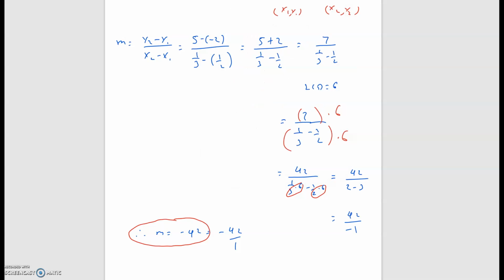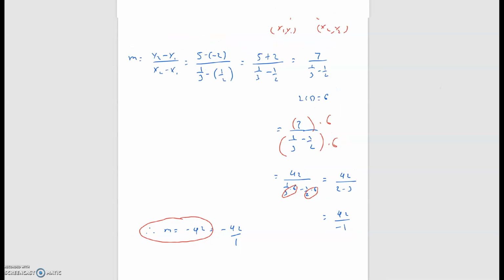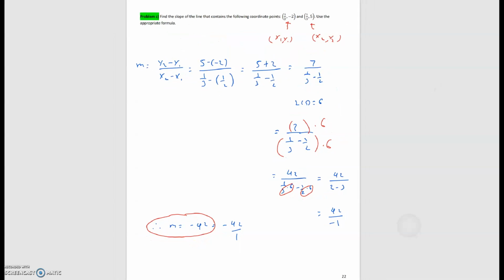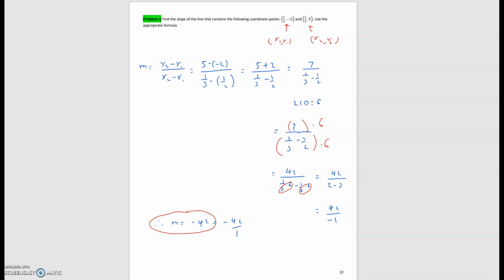Okay, that's actually it for this problem. We did 3 problems that require us to find the slope of the line, and no graph is actually given, so they want us to use the formula. That's it.